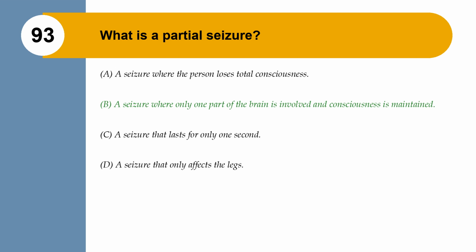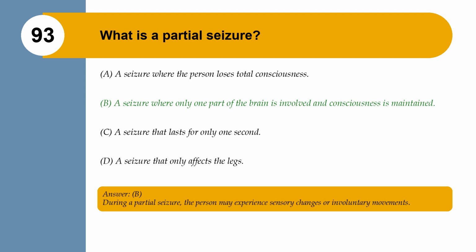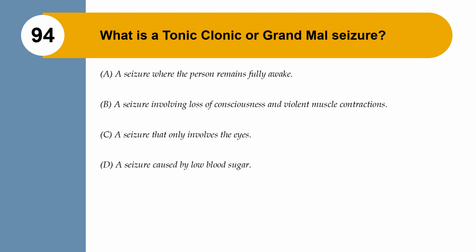The correct answer is option B, a seizure where only one part of the brain is involved and consciousness is maintained. Explanation. During a partial seizure, the person may experience sensory changes or involuntary movements. Question 94. What is a tonic-clonic or grand mal seizure?